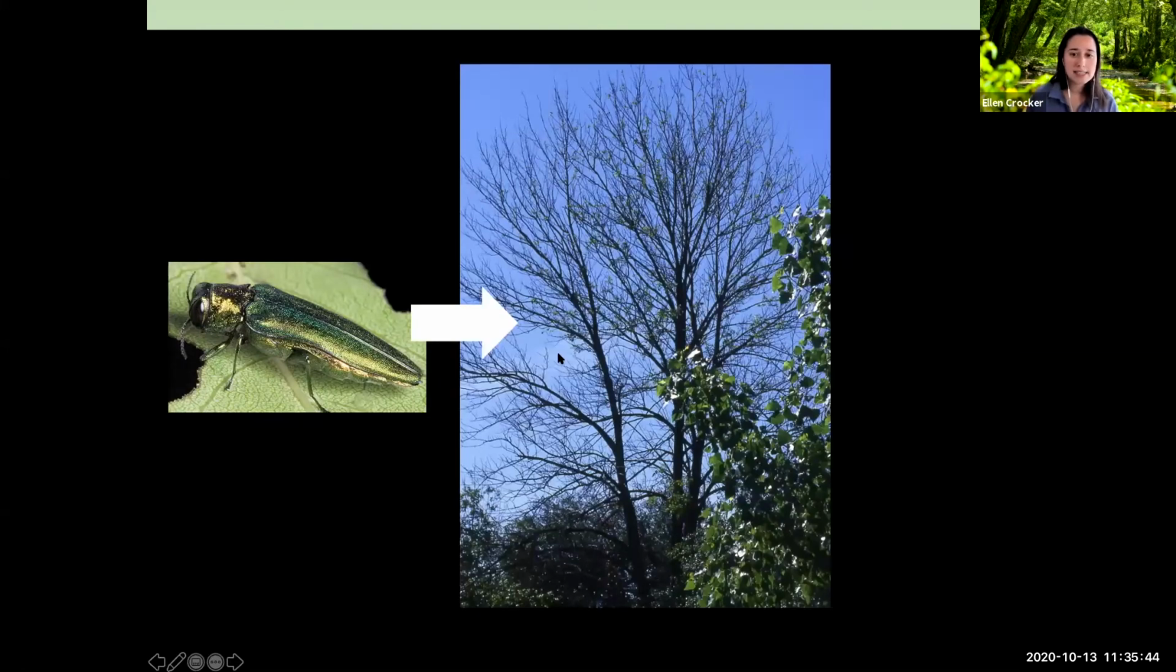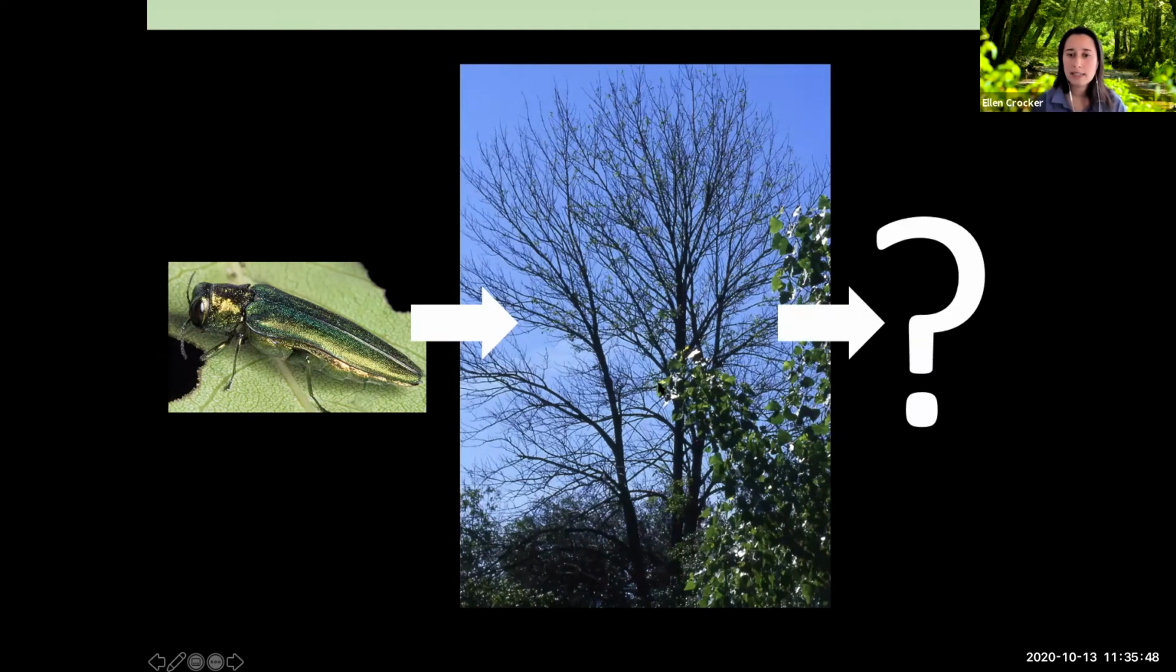Okay, so what most people are asking is, all right, emerald ash borer came in, now I've got dead trees, now what? Or maybe my trees have just started to die, and what does that mean?